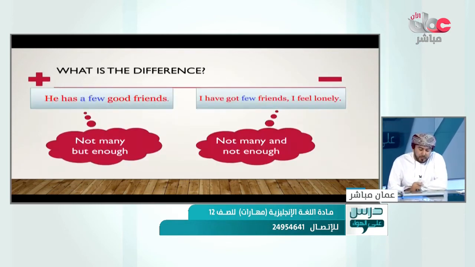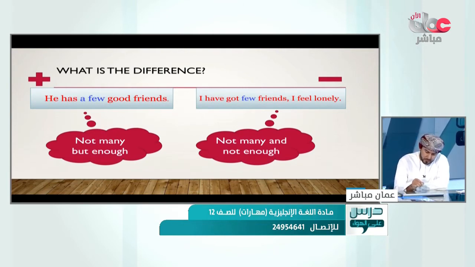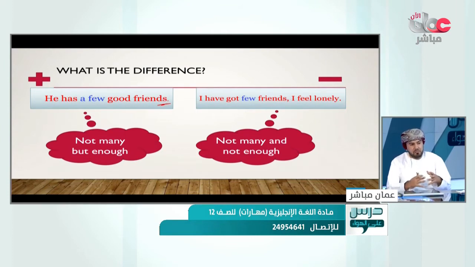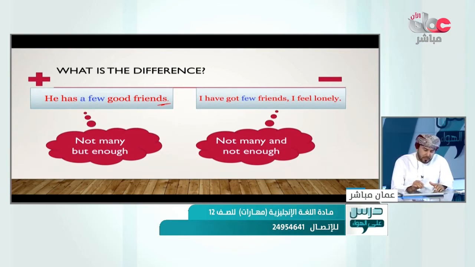Also here we have more examples. The difference between a few and few. Look at this example: He has a few good friends. Look at friends. It is countable, which means that, yeah, I don't have many friends, but it's enough for me, and I am happy about the number of friends that I have. Yeah, not many, but it's enough for me.